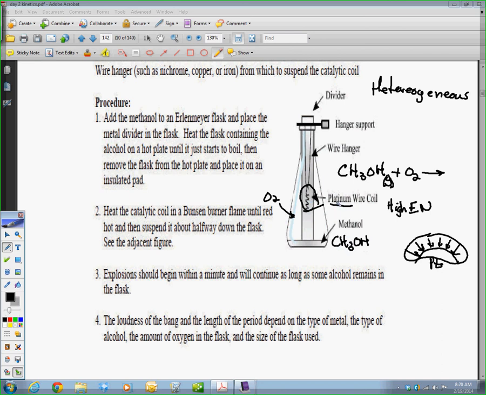So in the presence of platinum, if I put platinum in this chemical reaction, this combustion reaction, this explosion can take place at room temperature. And we're going to show you this in class as a demonstration of how catalysts can easily reduce the activation energy for a reaction even like the combustion of methanol, so that it would combust at room temperature in the presence of the platinum wire.